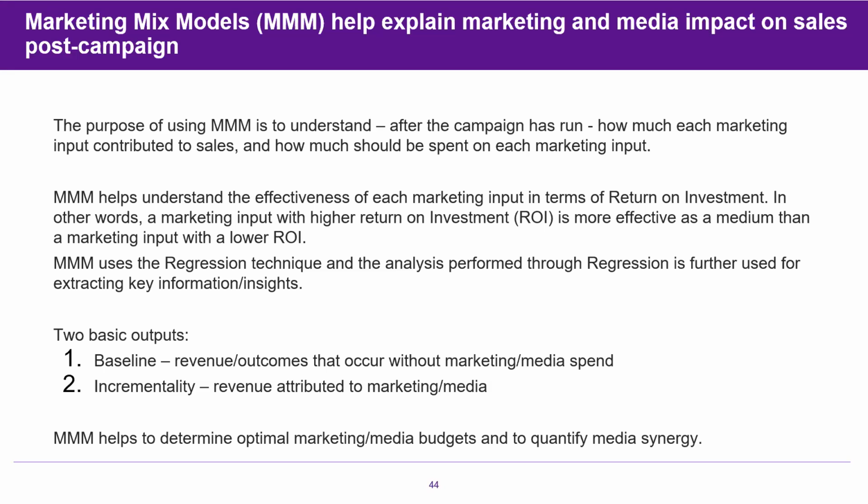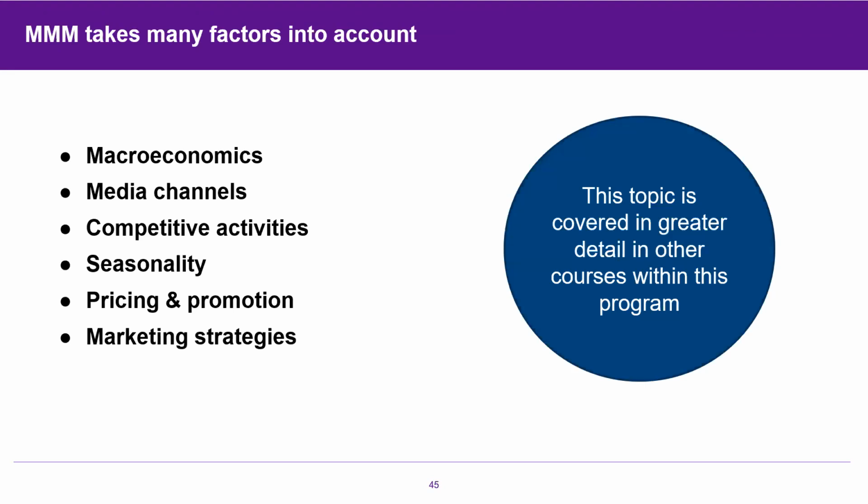MMMs usually use a regression technique, and the analysis performed through regression is further used to extract key insights and information. There are 2 basic outputs: baseline, the revenue or outcomes that occur without any marketing or media spend, and incrementality, the revenue attributed to marketing and media. MMM helps to determine the optimal marketing and media budgets and to quantify media synergy. MMM takes many factors into account: macroeconomics, media channels, competitive activities, seasonality, pricing and promotion, and marketing strategies. And this is covered in greater detail in other courses within this program.